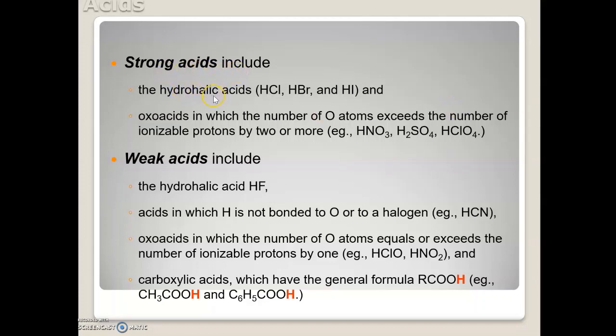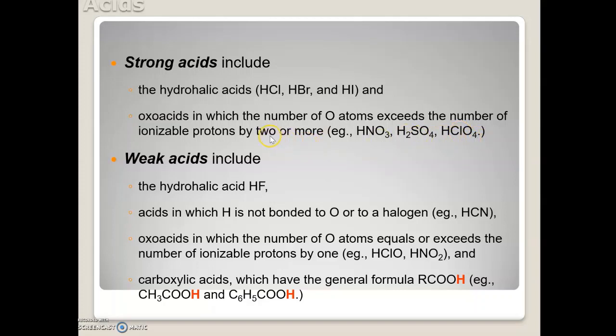So strong acids include the hydrohalic acids HCl, HBr, HI, and then strong acids can be oxo acids in which the number of oxygen atoms exceeds the number of ionizable protons by 2 or more. For example, we have nitric acid, H2SO4, HClO4.